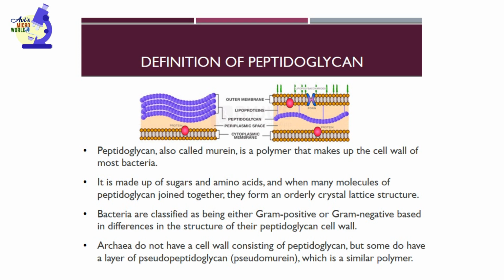Bacteria are classified as being either gram-positive or gram-negative bacteria based on difference in the structure of the peptidoglycan cell wall. Archaea do not have a cell wall containing peptidoglycan, but some do have a layer of pseudopeptidoglycan, that is pseudomurein, which is a similar polymer.